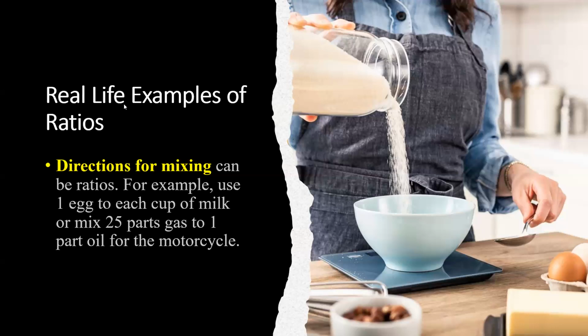So we use it when we're giving people directions for mixing stuff. All right, so I'd say for each cup of milk you use 1 egg. If, for example, you're trying to make Kool-Aid, how much sugar should you use to water? Should it be 2 scoops? Should it be 25 scoops of sugar to 1 teaspoon of water?